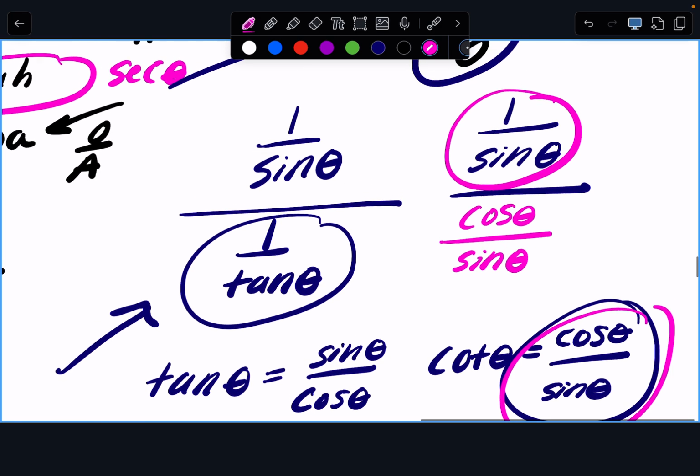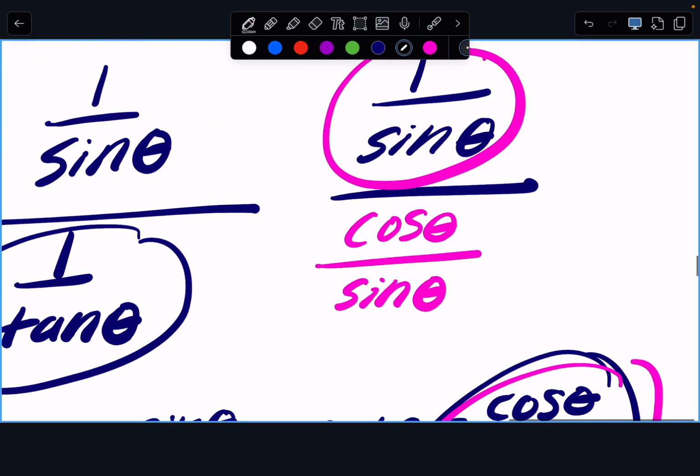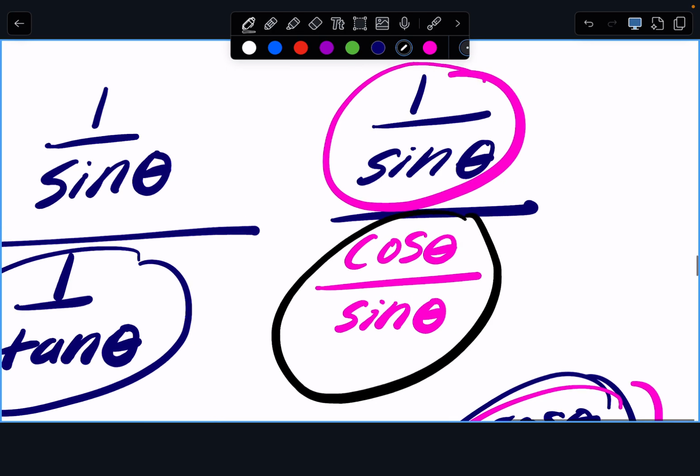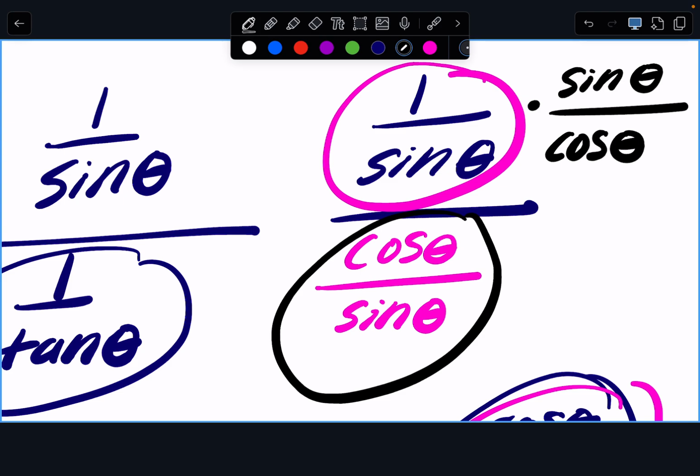Now watch. Dividing fractions is easy as pi. Flip this fraction and multiply. So that's sine over cosine.